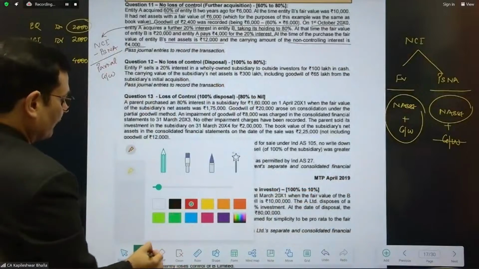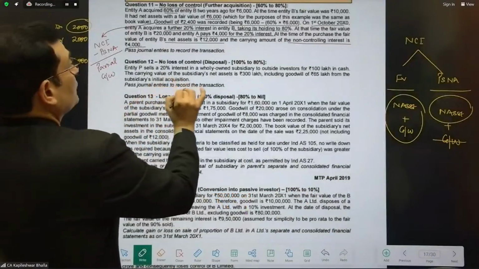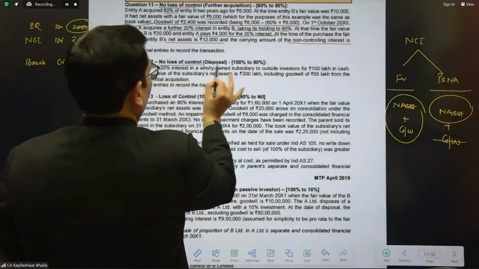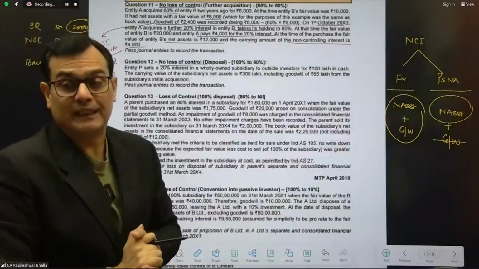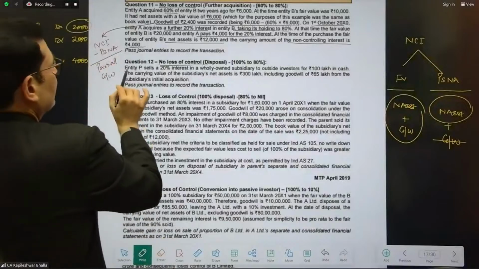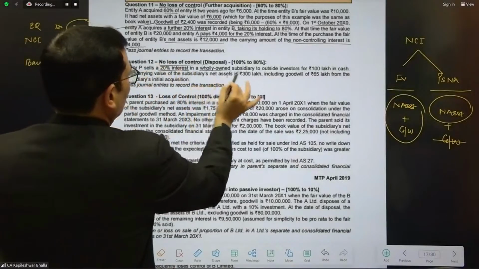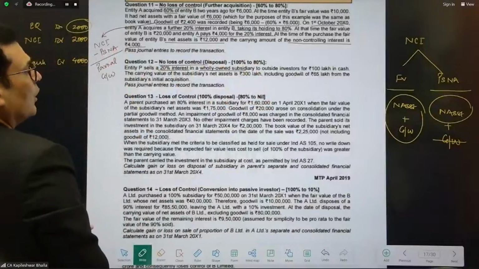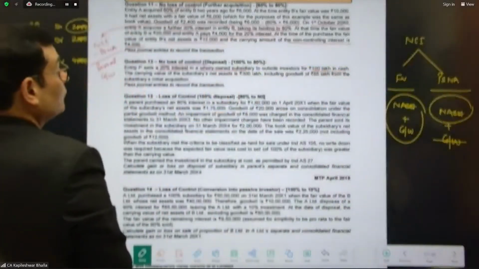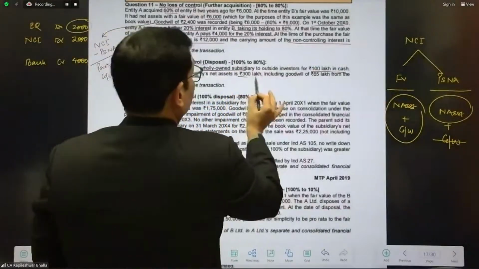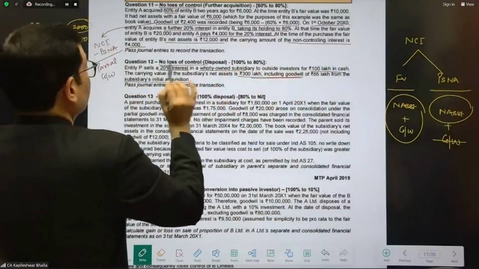Let's go to question number 12 now. This is an opposite case where there is going to be a disposal not resulting in a loss of control. So it's the opposite of question number 11. It says entity P sells 20% interest in a wholly owned subsidiary to outside investors for 100 lakhs in cash. The carrying value of the net assets is 300, including goodwill from the subsidiary's initial acquisition.